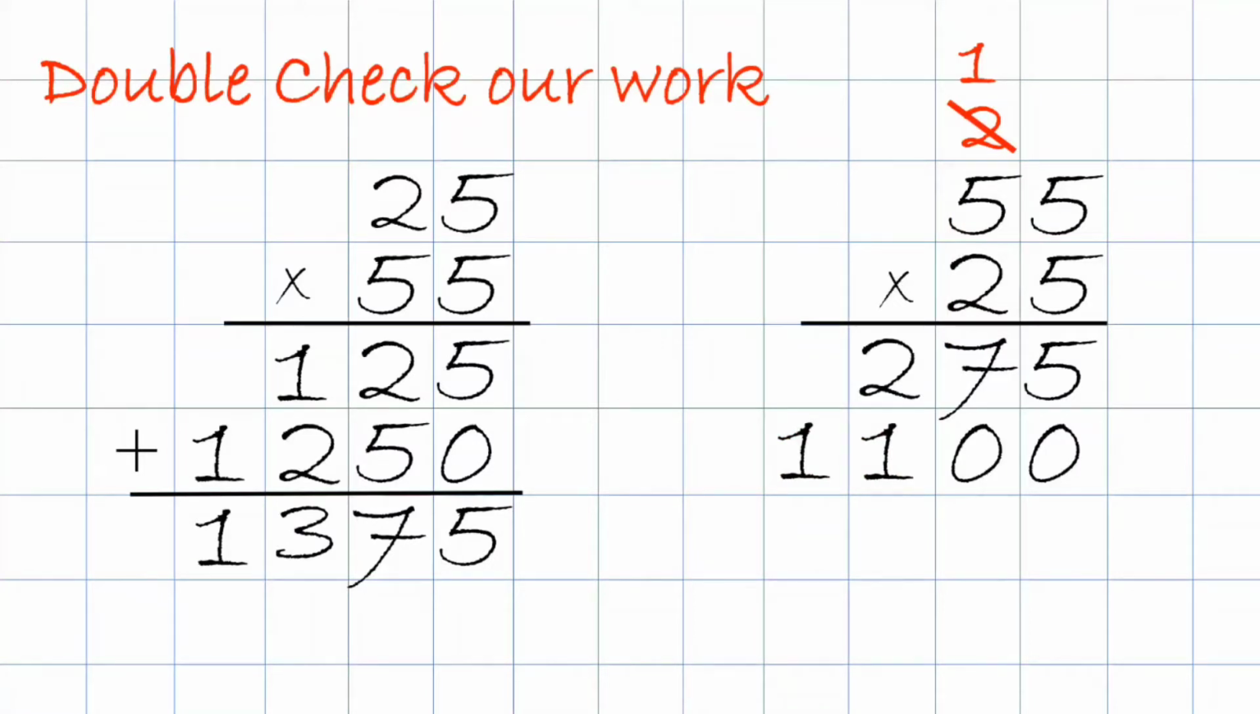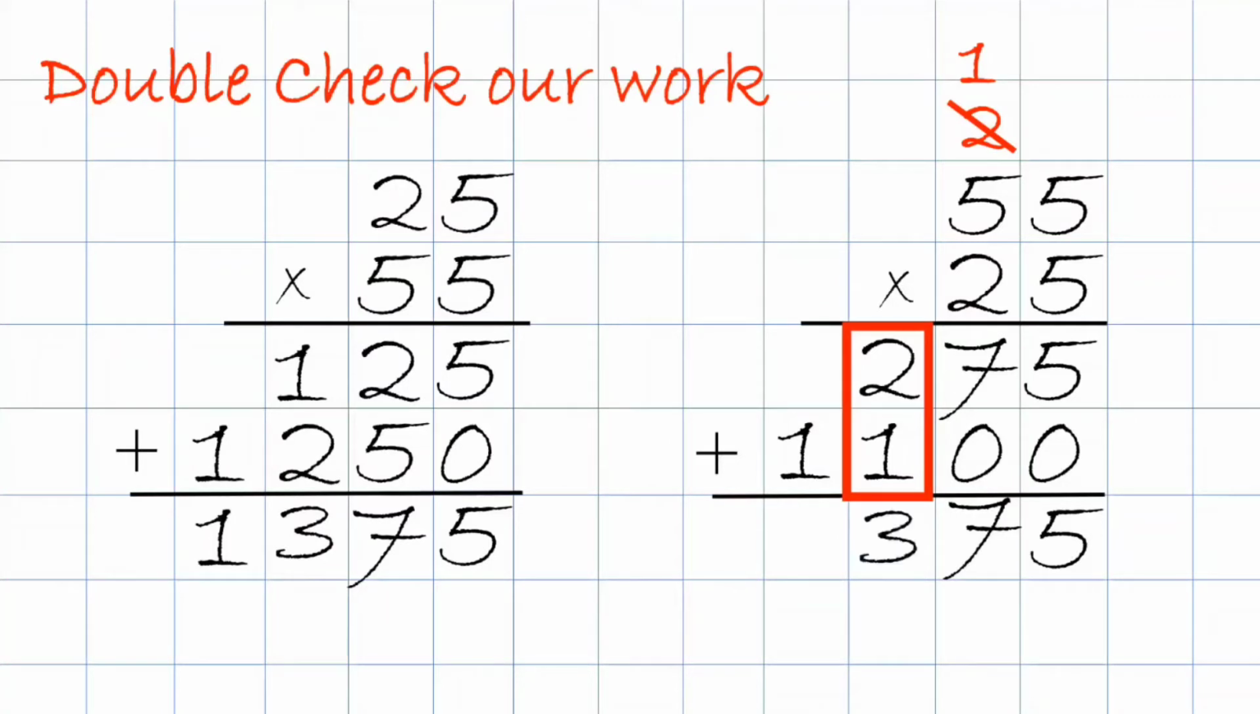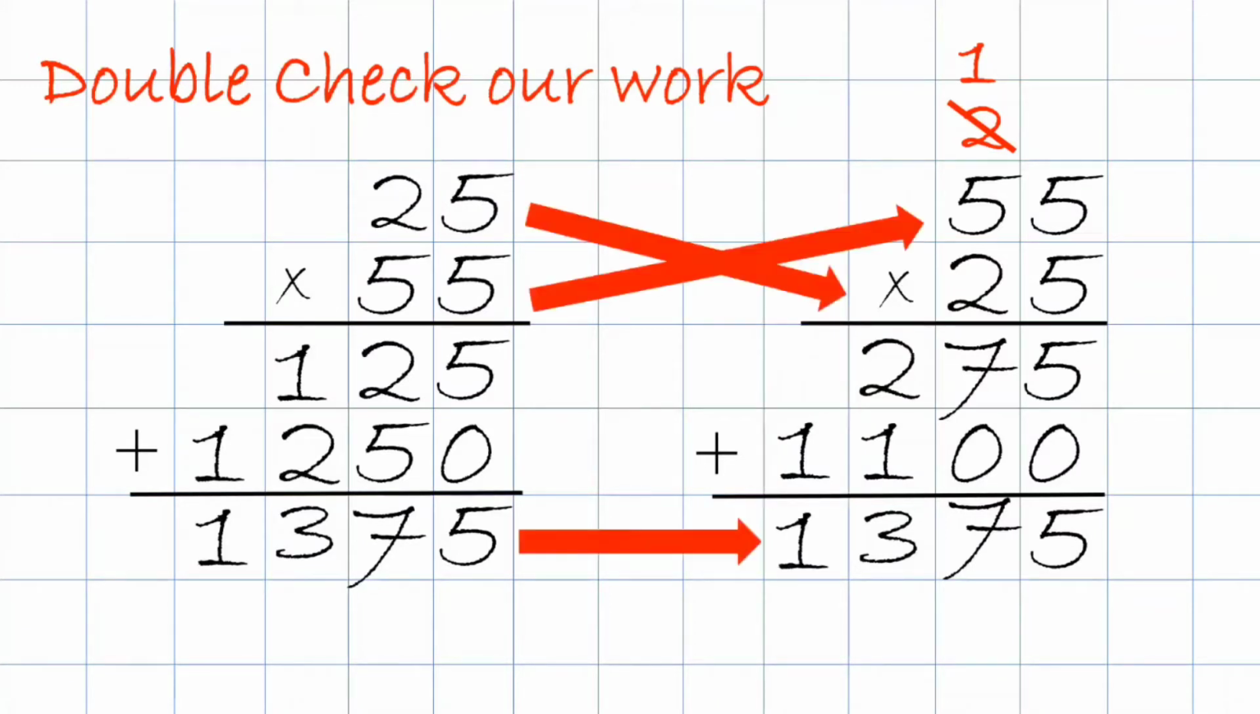Last but not least, we add them up. And of course, we always go to the right column. So 5 plus 0 will be 5. 7 plus 0 will be 7. 2 plus 1 will be 3. And nothing plus 1 or 0 plus 1 will be 1. The answers match. Both sets, the answers are 1,375.